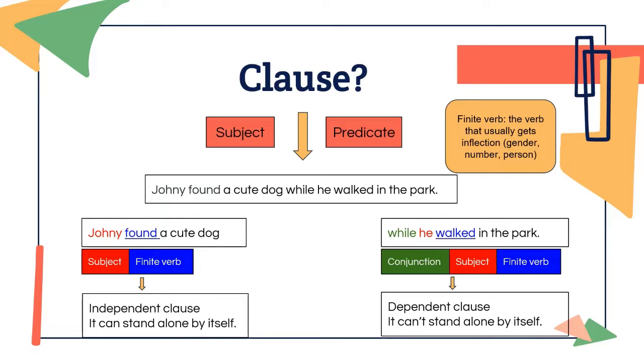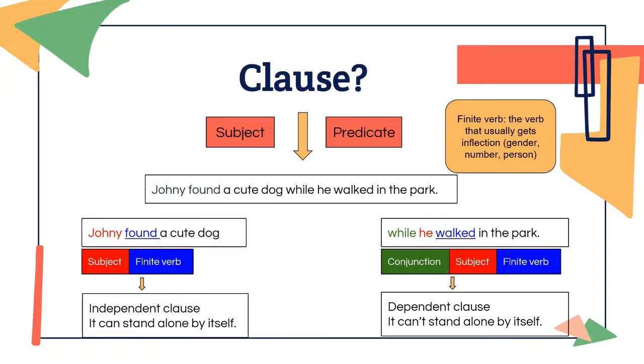It is also important to note that there is always a finite verb in the predicate. Finite verbs are the verbs that usually get inflection following the subject of the clause. It is related to gender, number, or person. And after knowing that idea, let's take a look at an example.